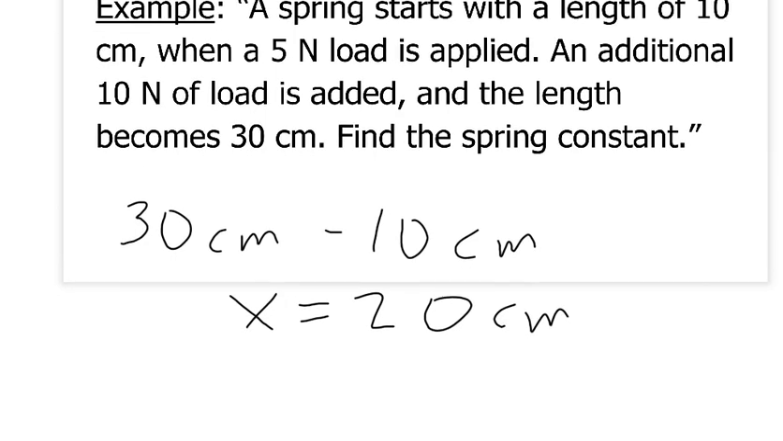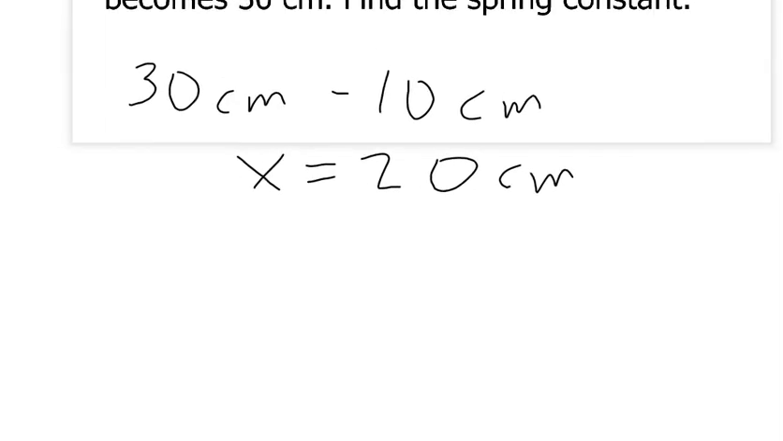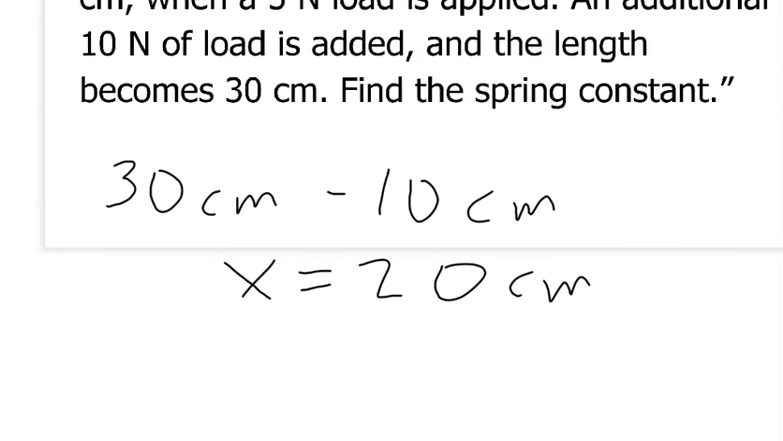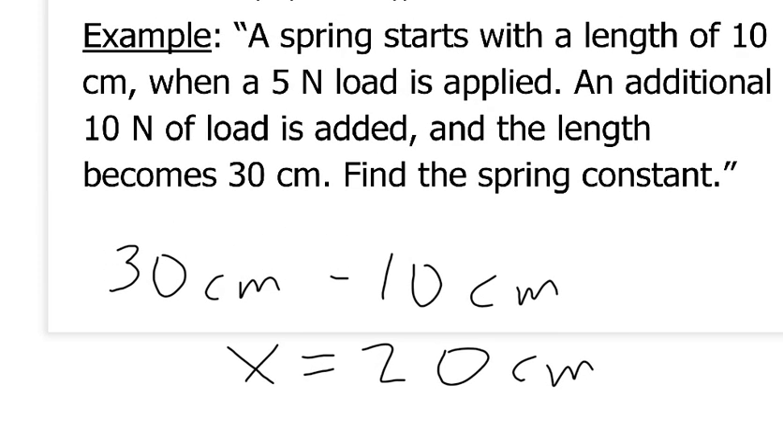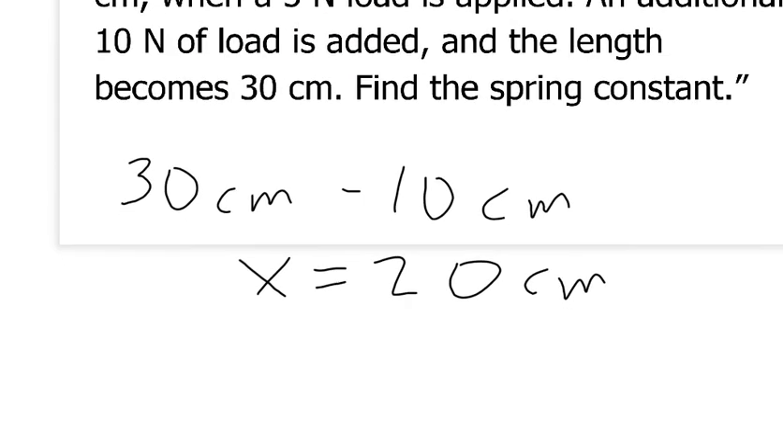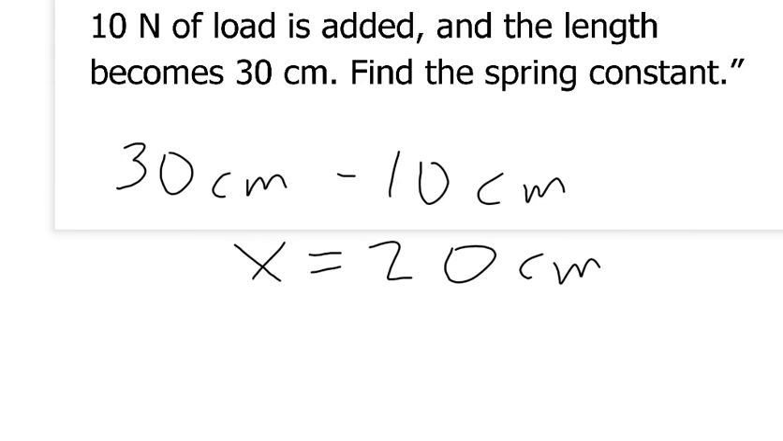That is the stretch. Now we know the force that's applied is 10 newtons. So we're not concerned with that initial 5 Newton thing. That's not relevant in this case because that's just an initial condition. So that's our starting point, basically. So we want to know what changes when we add more load. So 10 newtons of load causes the thing to stretch, and now it's going to be 30 centimeters.